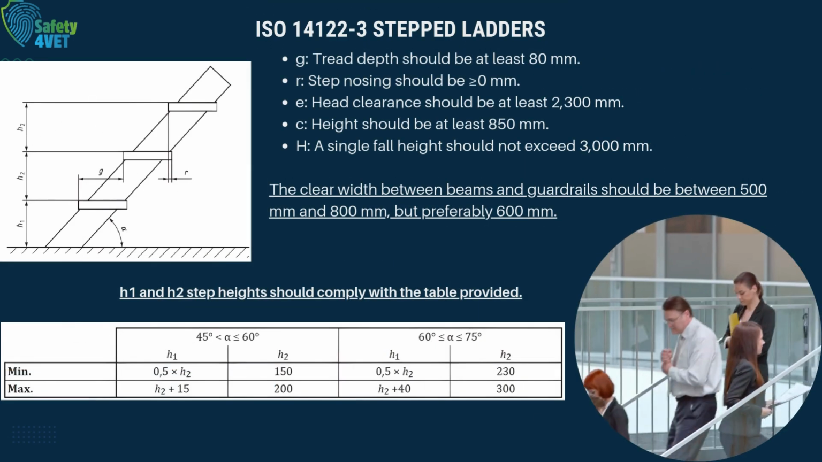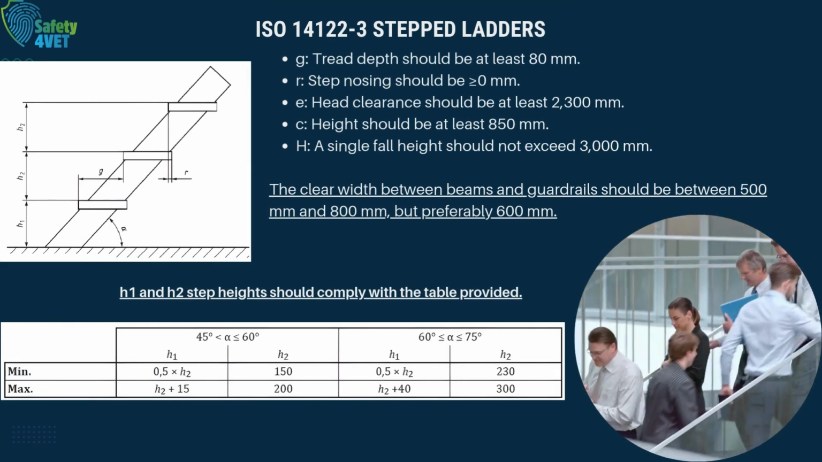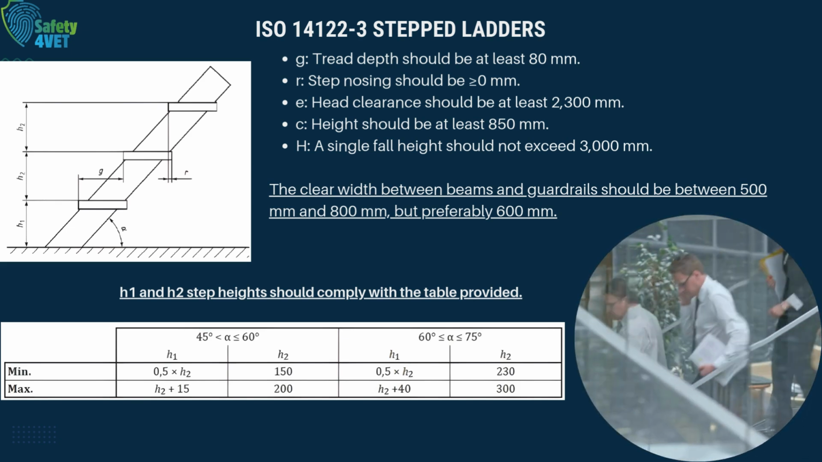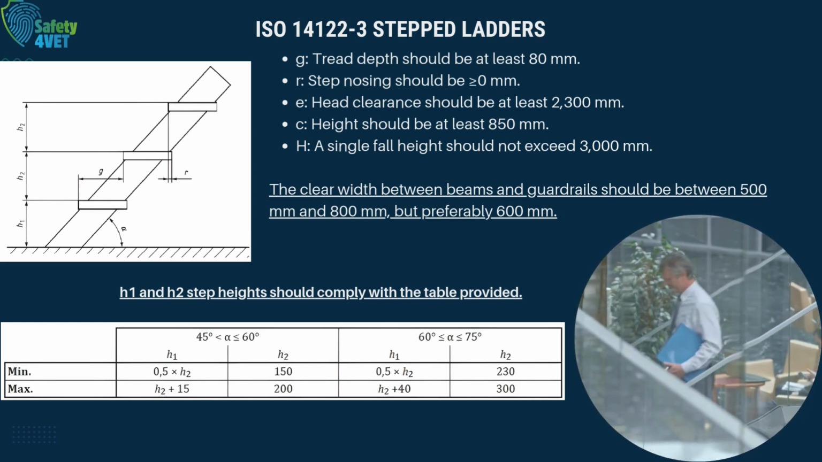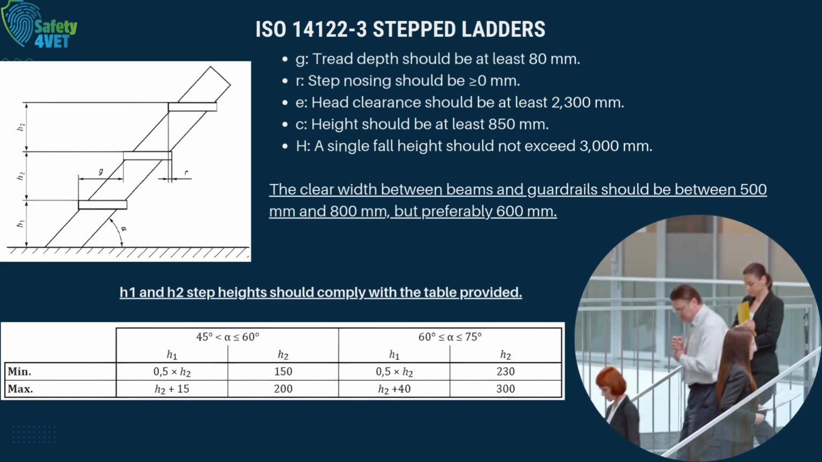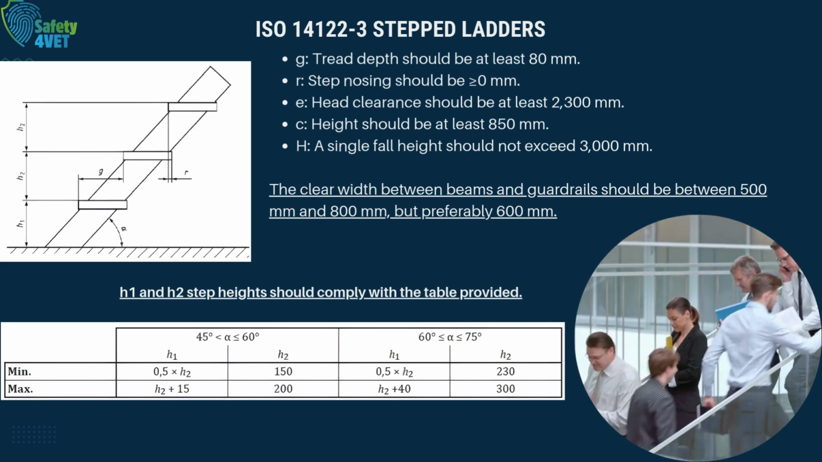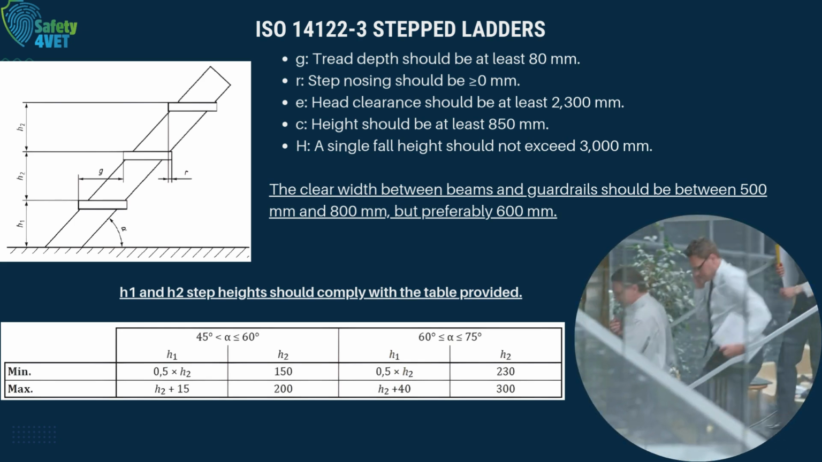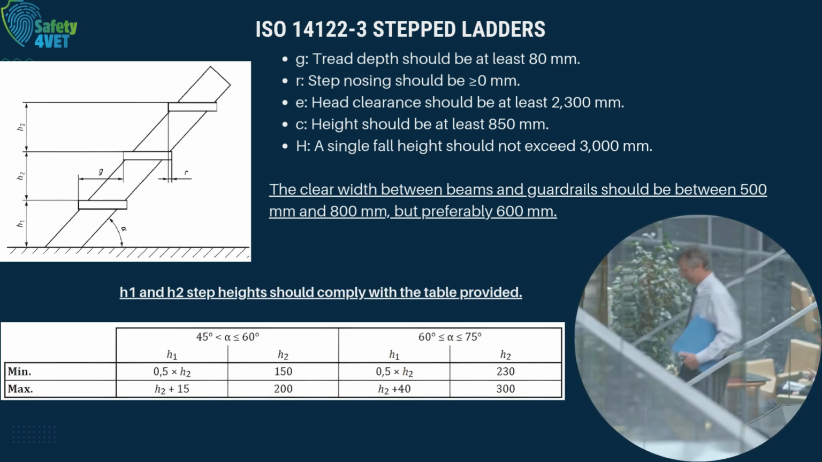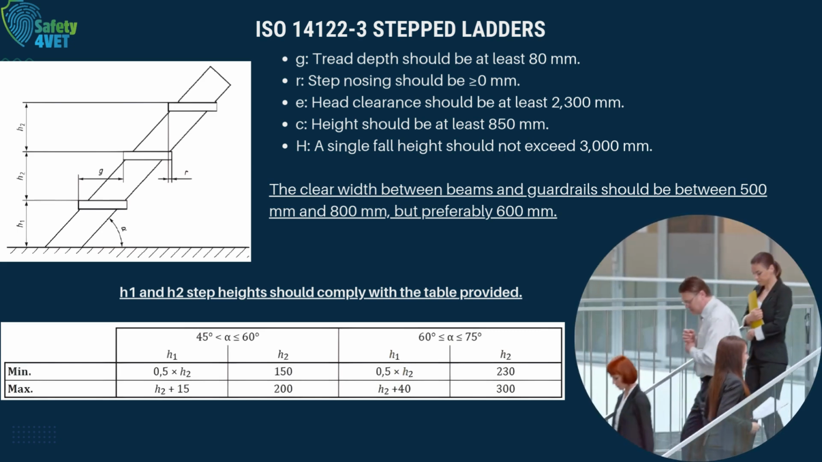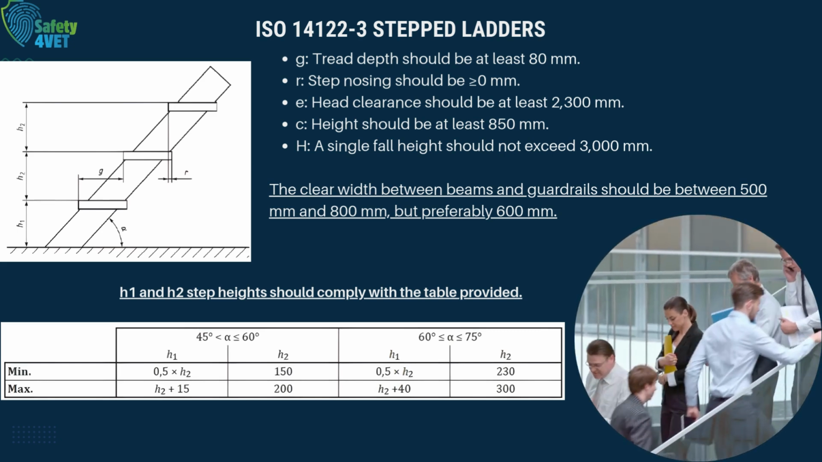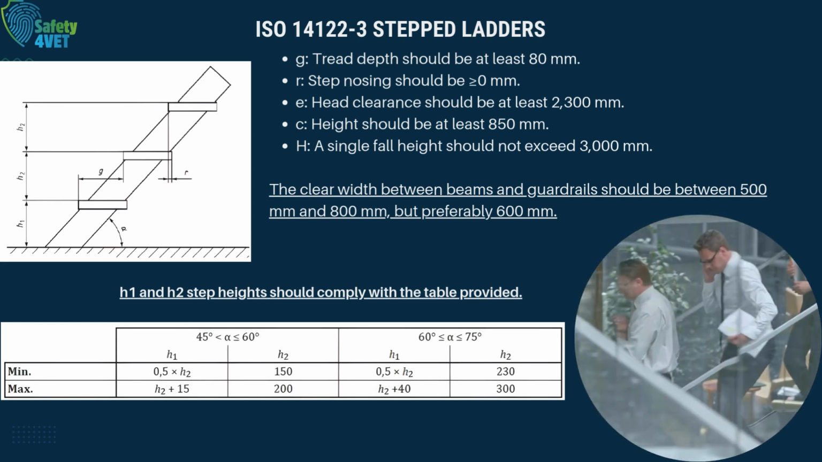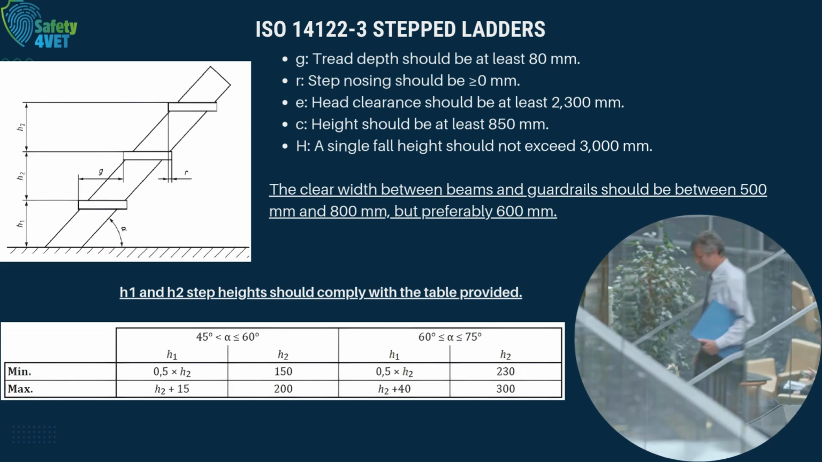For stepped ladders, the tread depth should be at least 80 mm, and the step nosing should be greater than 0 mm. The head clearance should be at least 2,300 mm, and the height should be at least 850 mm. The fall height of a single flight should not exceed 3,000 mm. The clear width between beams and guardrails should be between 500 and 800 mm, preferably 600 mm.